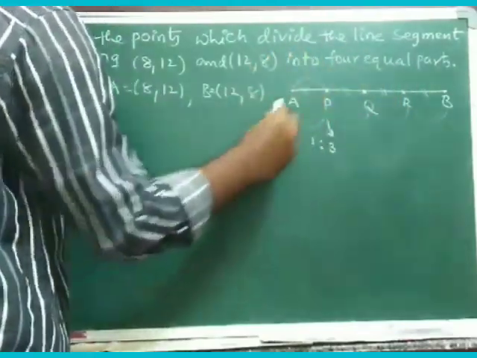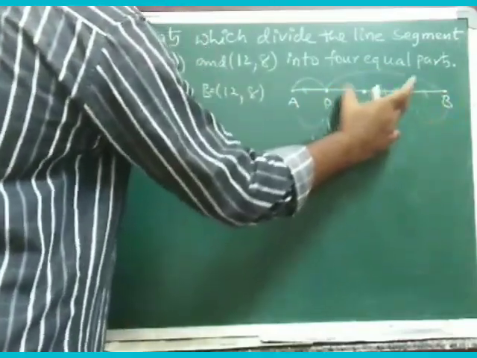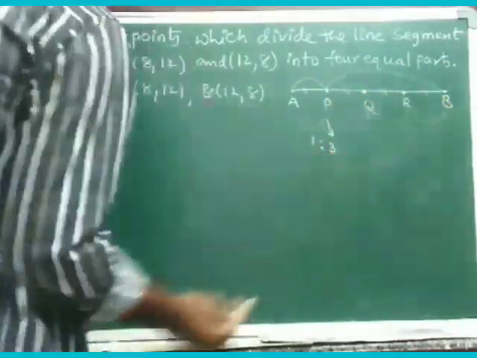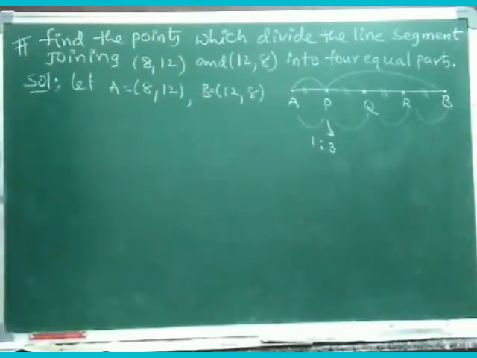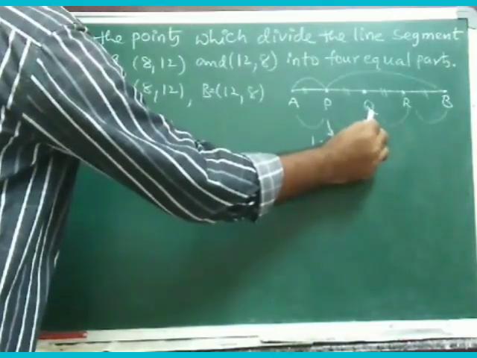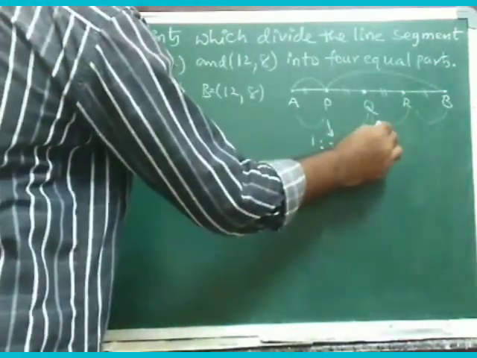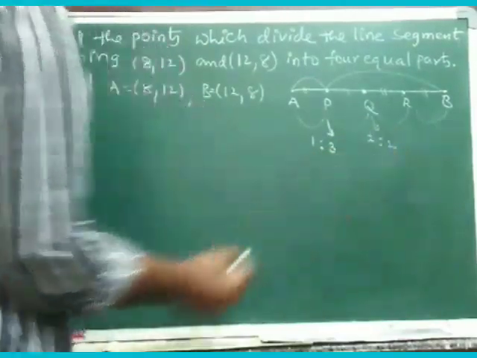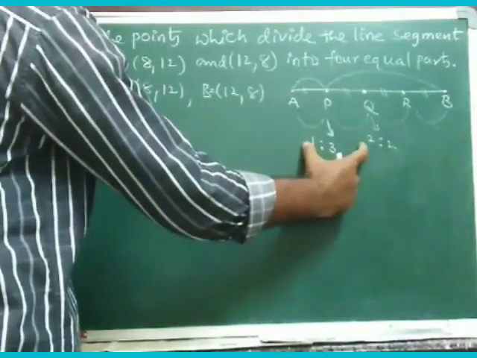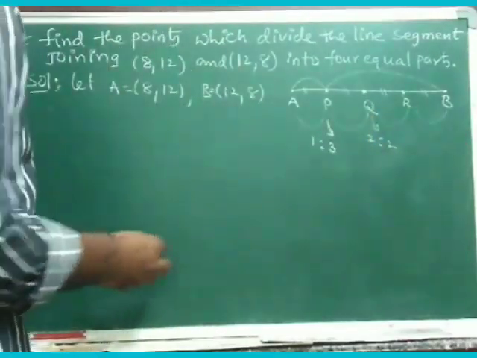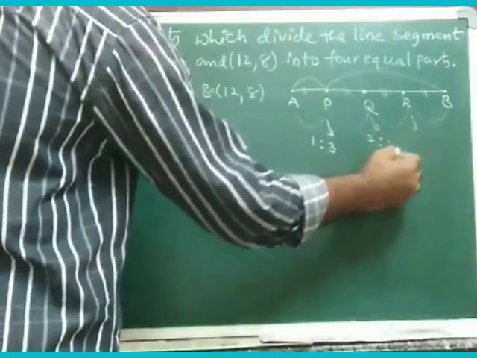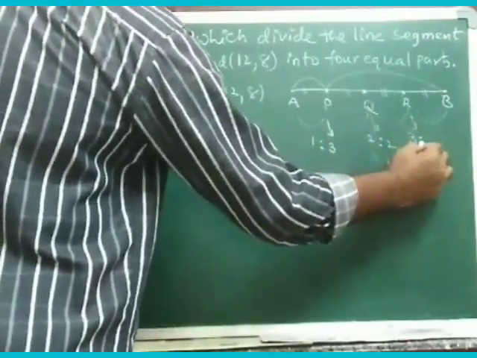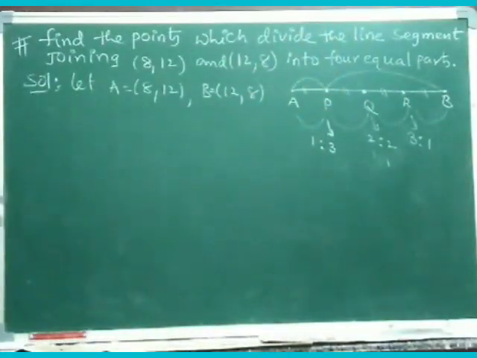This is 1 part, whereas this whole is nothing but 3 parts. 1, 2, 3. To know P, P divides AB bar in the ratio 1:3. And Q divides in the ratio 2:2, isn't it? 2 parts left of Q and 2 parts right of Q. 2:2, which is nothing but 1:1. And R divides the entire AB bar in the ratio 3:1.